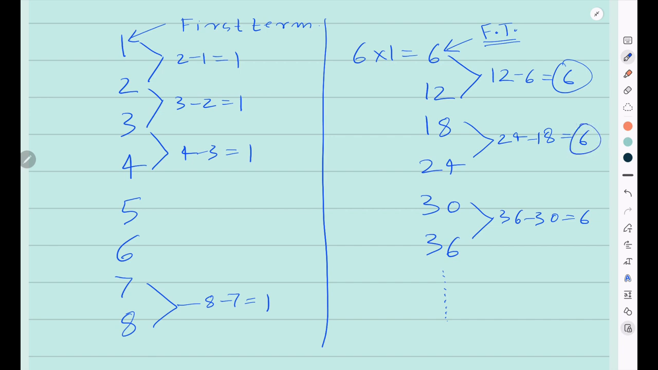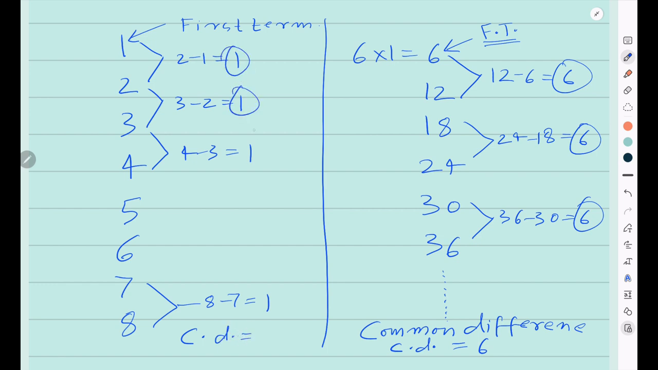So everywhere it's 6. So we can say that common difference, we can define a term common difference, or we can say it CD, and that is equal to 6 here. And what is the CD in this case? CD is 1. So common difference is 1. And here the first term is 1, and in this example, the first term is 6.